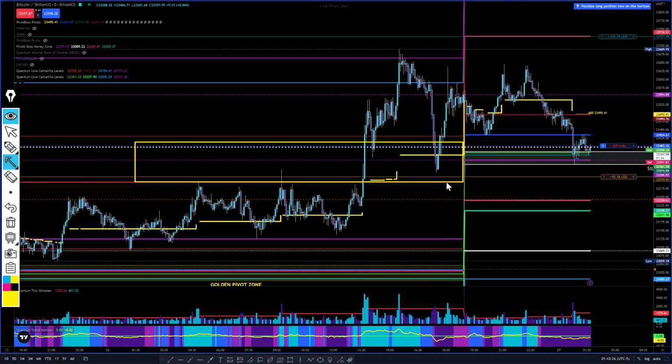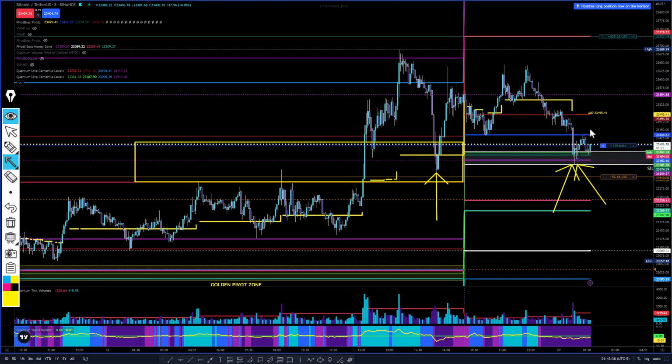Right, so in the context of a trend, we're looking to create a higher low right here. If we create the support here, we're getting a nice higher low for a further move up to Camarilla R3.